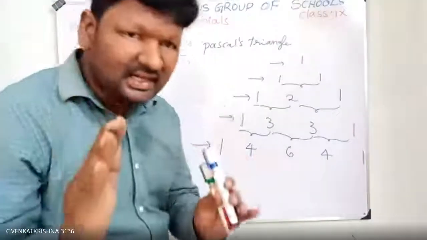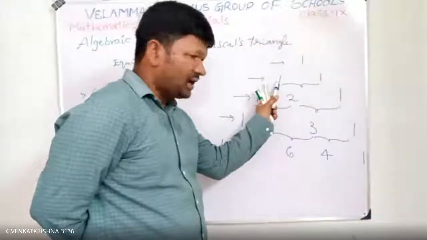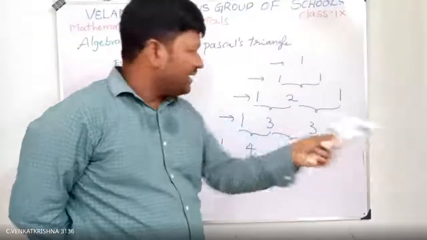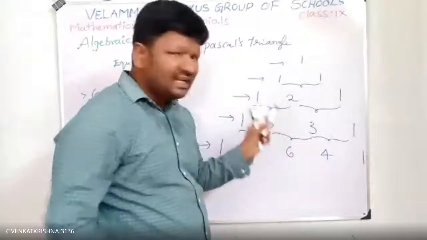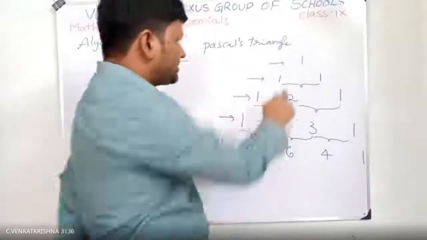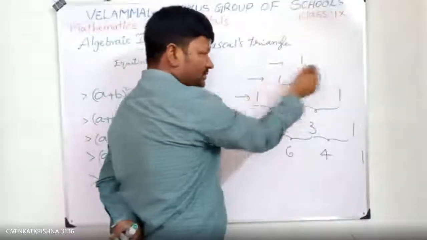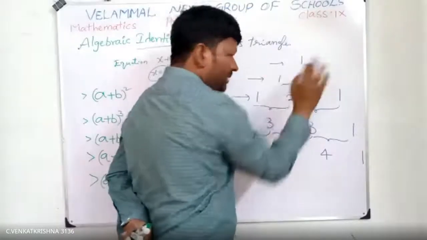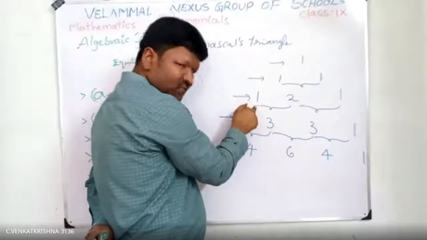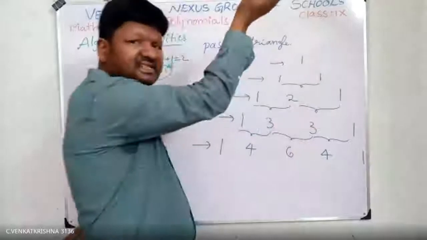Pascal triangle is always one triangular pattern of numbers. The Pascal triangle numbers always, listen, always start with 1, end with 1. In between numbers are from the preceding row. Preceding row means the above row sum. The first term is 1. The second row starts with 1, ends with 1. The third row, always start with 1, end with 1. The middle one is sum of the preceding row.